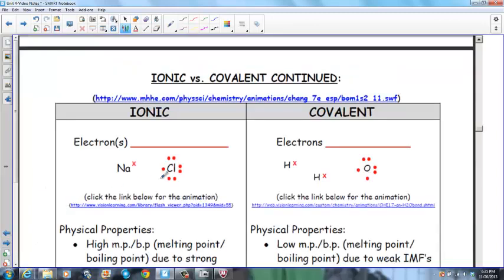So summarizing ionic versus covalent, we're going to visit some animations in a few seconds, but let's fill in the blanks here. So for ionic bonds, electrons are transferred, and in covalent bonds, electrons are shared. And I'm going to show you these animations right now.